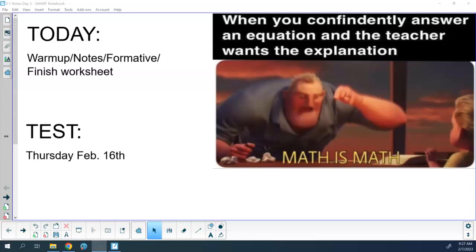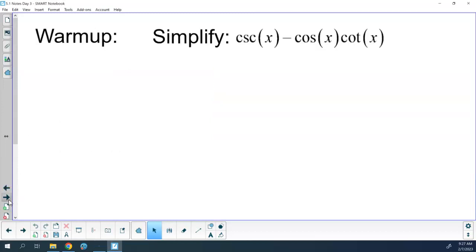And then looking ahead, next week, Thursday, is going to be your test on 5-1 and 5-2. Okay? So, for a warm-up today, please simplify that. Go for it.